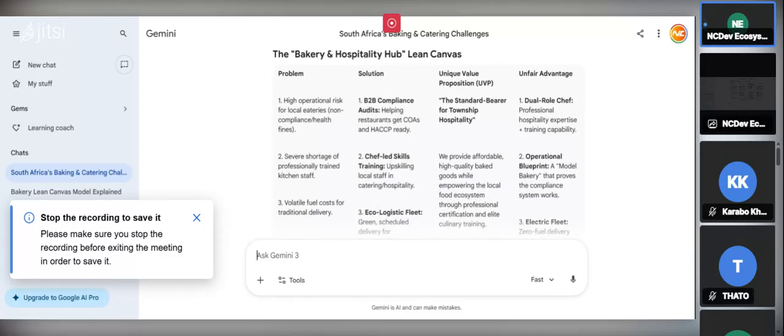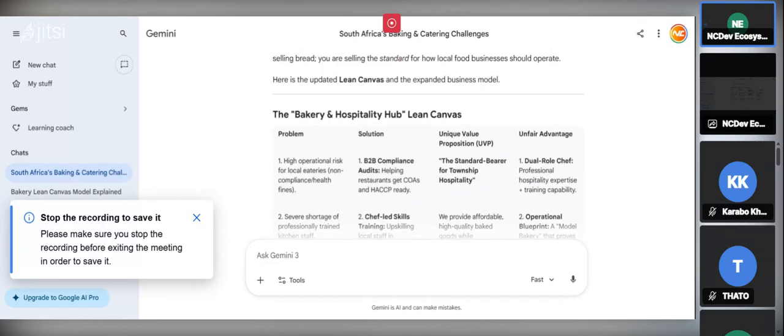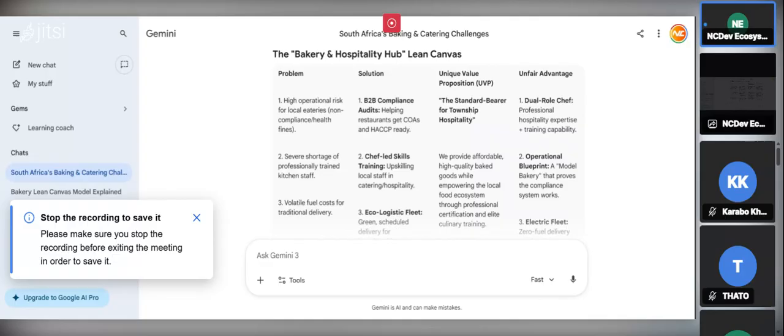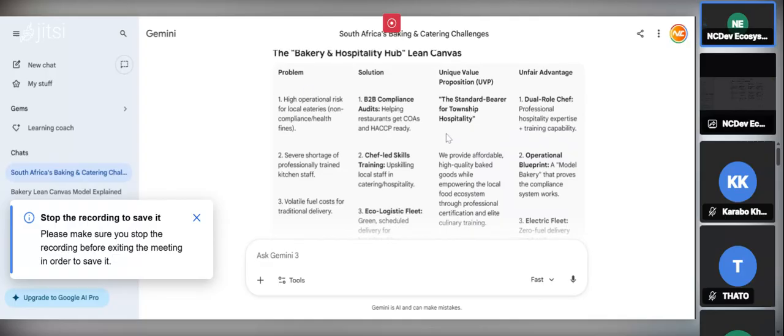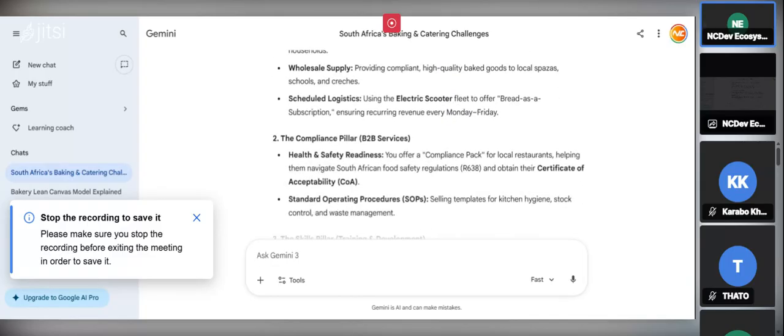So that is also just one strategy or trick to keep in mind. So yeah, let's quickly look at this one. Bakery and hospitality hub. So first what we want to do is identify.